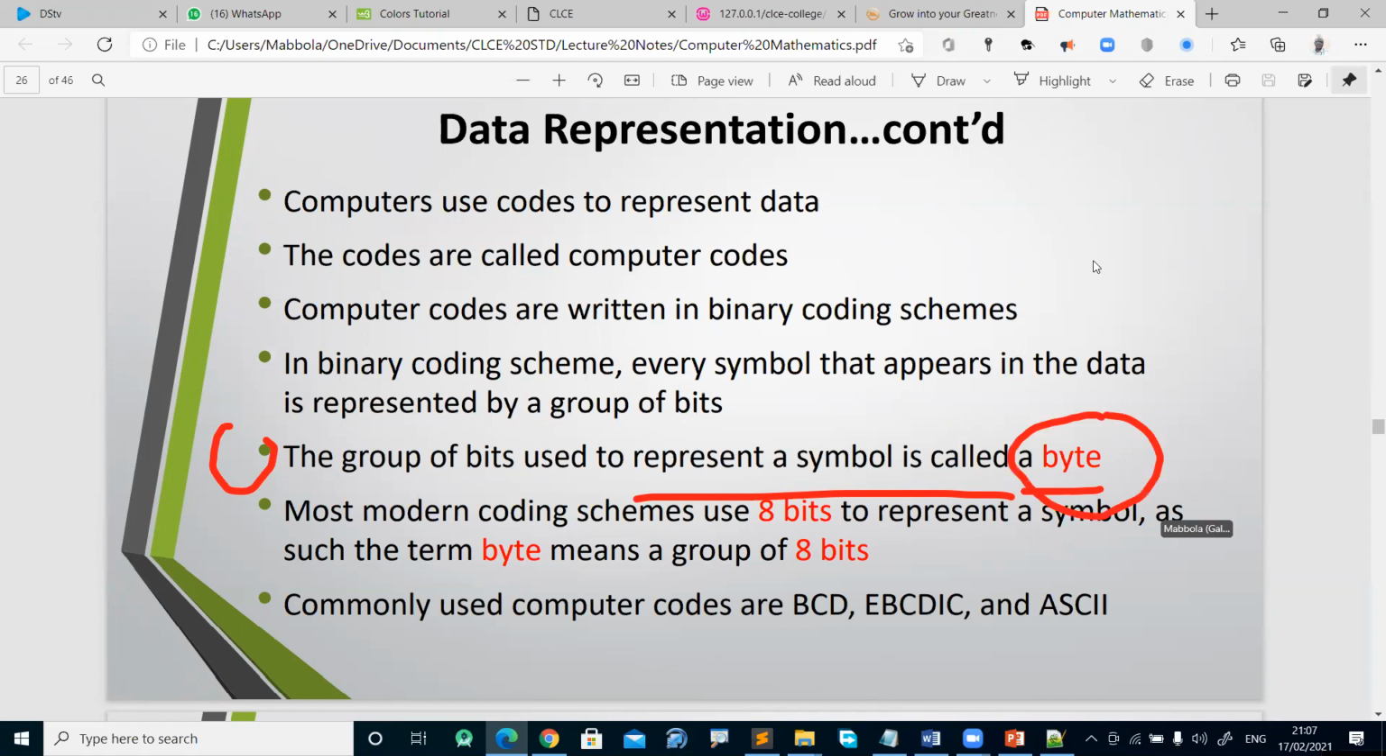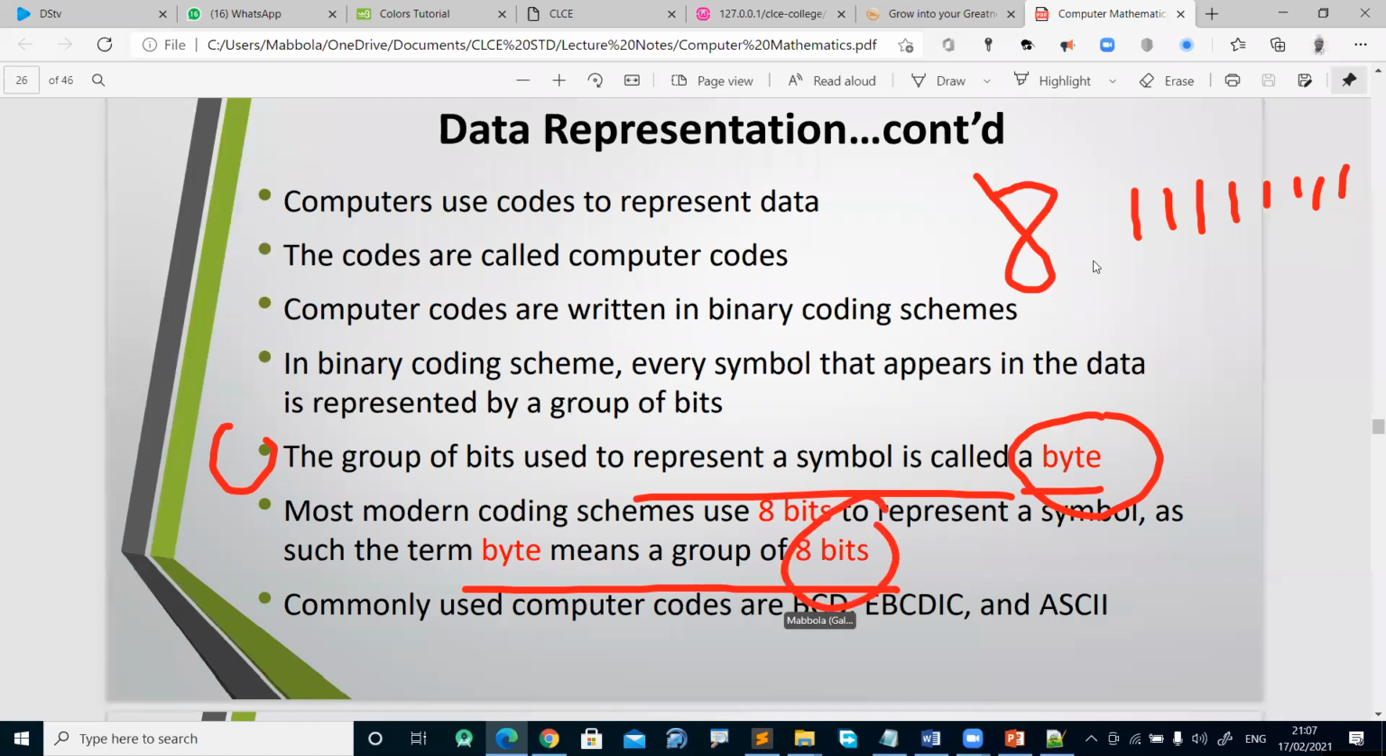a group of bits is called a byte. But not every time is a group of bits going to be 8. They are not at times going to be 8. But by standard, we have come to accept that a group of 8 bits is going to be called a byte. That is what we have come to agree.